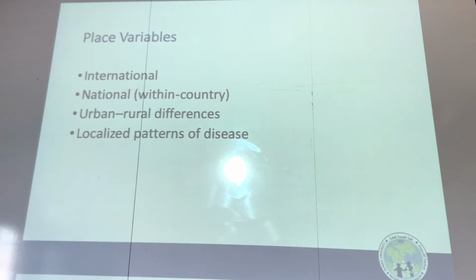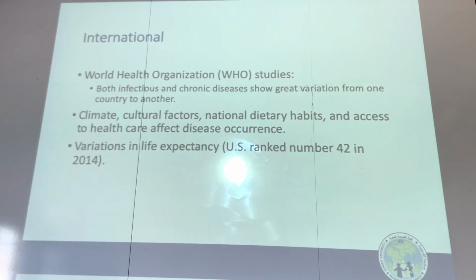The second part is place variables: international, national, within the country, urban, within different governorates in Kuwait, and localized patterns of disease. And then world health, which is at the level of the world. Who's responsible for this? Not me, not you. It's the World Health Organization.